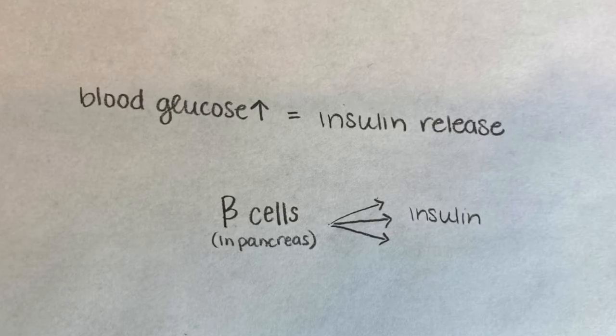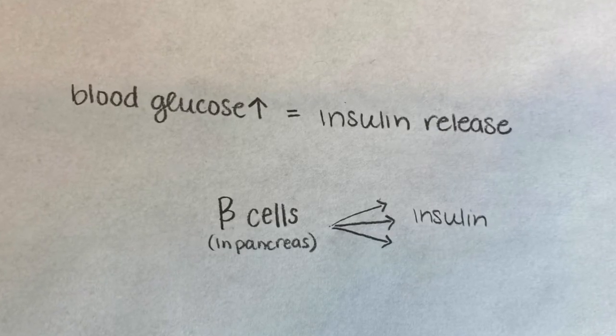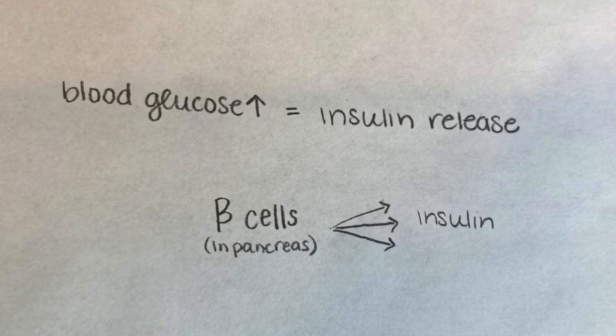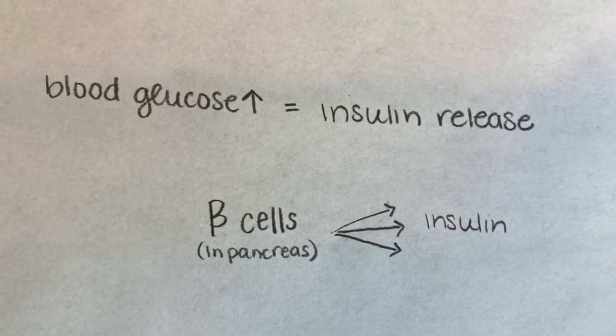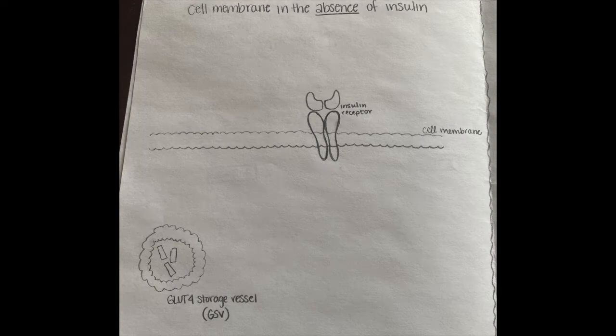Insulin is secreted by the beta cells of the pancreas in response to high blood glucose, and it is the hormone that helps increase the cellular uptake of glucose for later storage as glycogen. In this picture, insulin is not bound to the receptor protein. GLUT 4 remains tucked away inside the cell in a vesicle called GLUT 4 storage vesicle, or GSV.